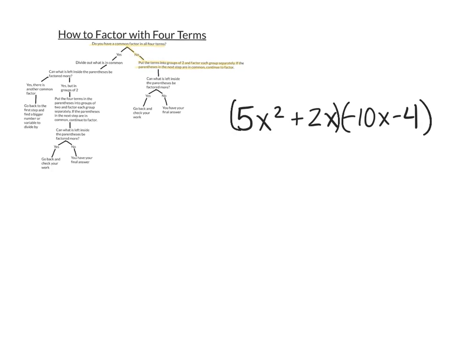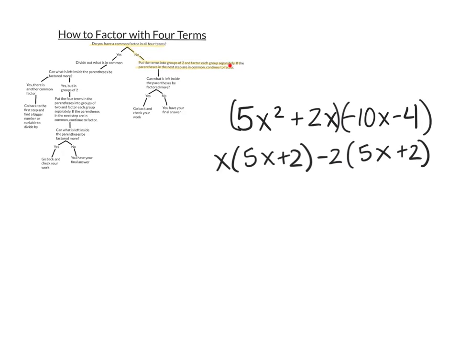In the first group, what's in common is the x. We're left with 5x plus 2. In the next group, they can both be divided by 2, and they're both negative, so they can be divided by negative 2. And we're left with 5x plus 2. All right, so part of this step said if the parentheses in the next step are in common, continue to factor. So let's see, are these parentheses in common? Yep, they are the same. So we are going to continue to factor. We're left with an x and a -2.